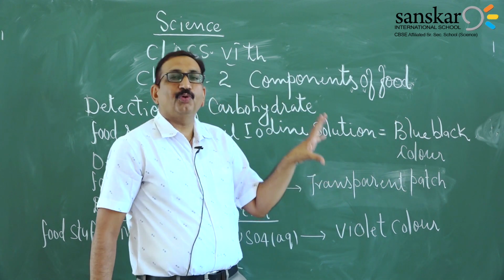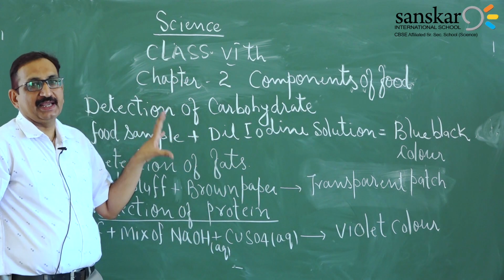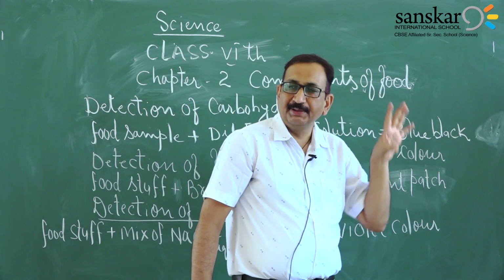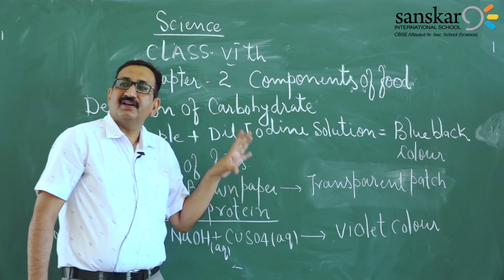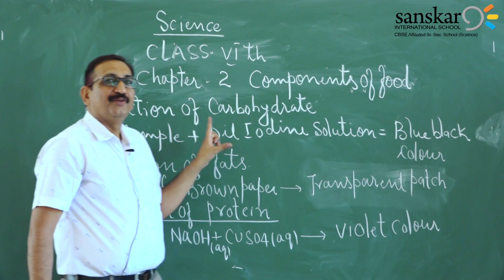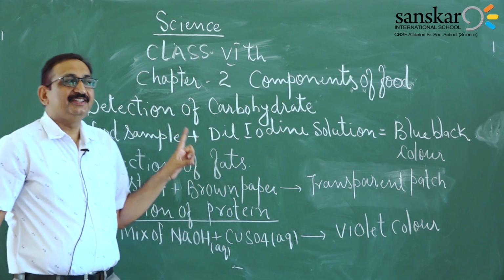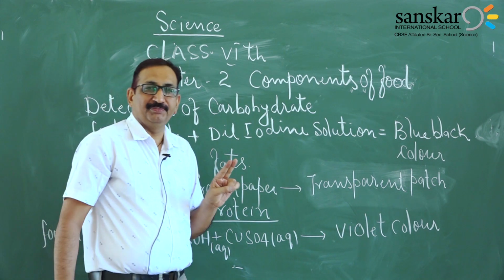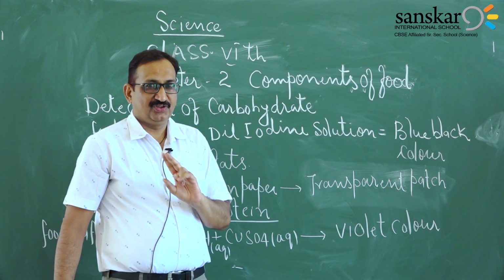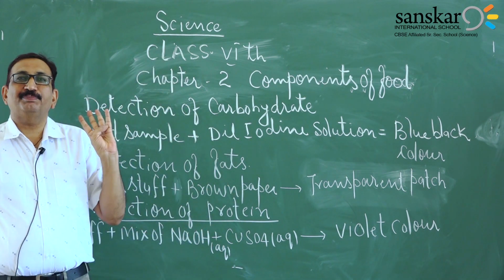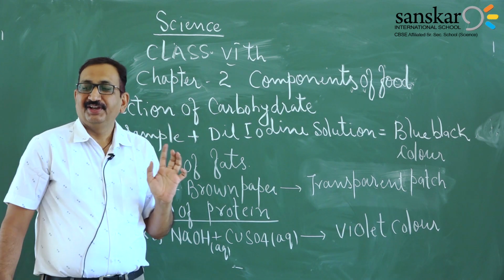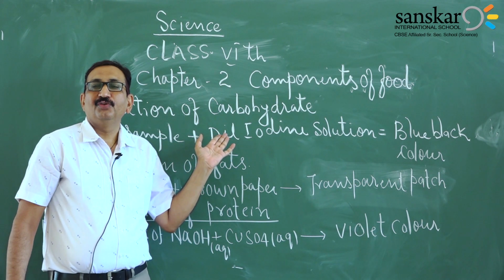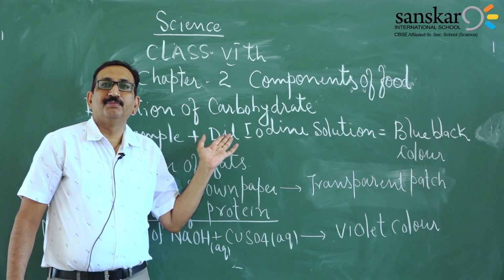So this formation of a transparent patch proves that the food material, the food sample, the foodstuff contains what? Fats. So it was the detection of fat, students. I hope that you have understood both experiments nicely. Firstly I told about the presence of carbohydrates, and second I have told the presence of fats in the given foodstuff.